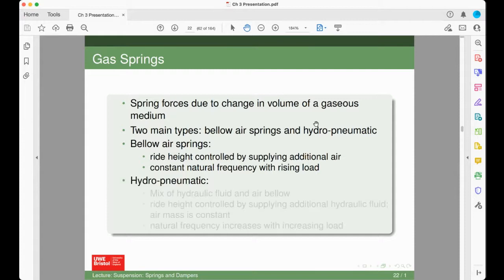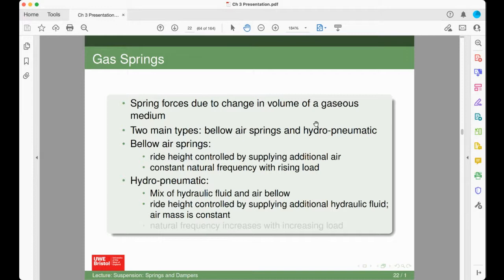Hydrogen pneumatic, basically that gives you a mixed medium, so you've got hydraulic fluid and also an air bellow. Okay, when I say mixed medium, they're not going to be in a homogeneous mix. You'll have hydraulic fluid and an air bellow, separated by a membrane. Okay. Again, you can control the ride height, but this time instead of applying additional air, you supply additional hydraulic fluid. So you can obviously increase the amount of hydraulic fluid, which will give you ride height.